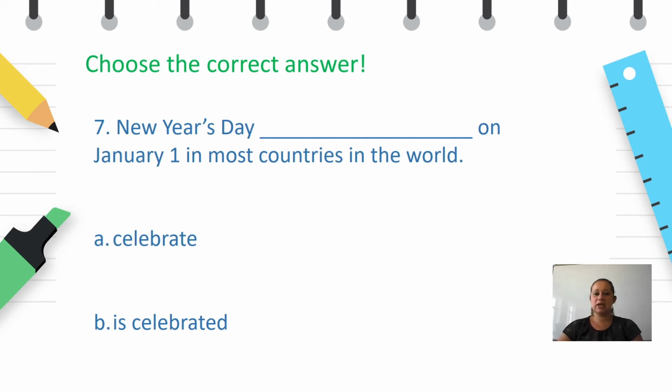So do we say New Year's Day celebrate on January 1st or is celebrated? Do we know who celebrates this holiday? It is not mentioned in the sentence, so it is a passive sentence, which means that we need to choose the verb in B, is celebrated.